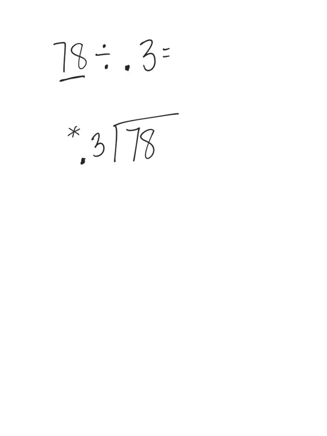Okay, so when the decimal is on the outside, you are going to move that decimal to the end to make it a whole number. So now instead of 3/10, it's 3. Now you can't do something to the divisor without doing something to the dividend. Well, here's the trick with this.